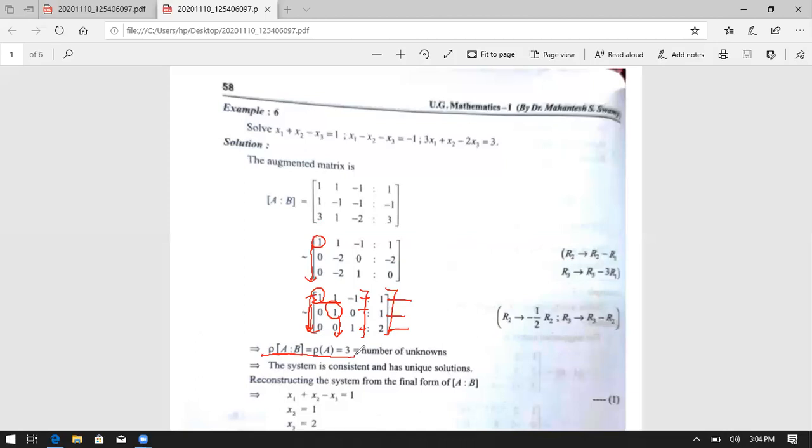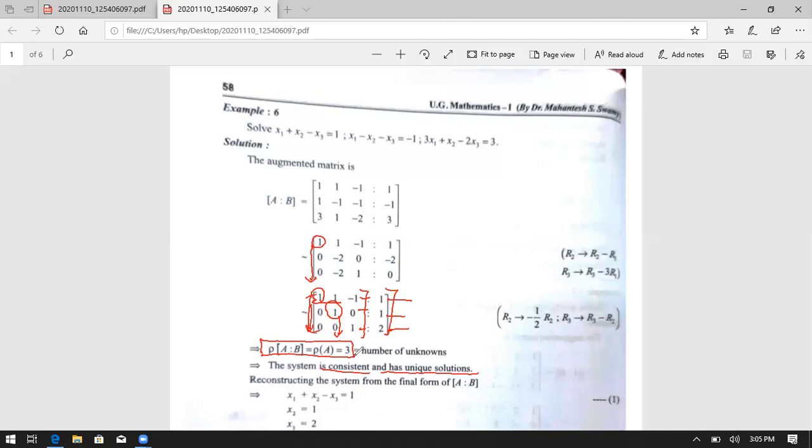Next come to here. Therefore, the system is consistent. You know that one: rank of AB is equal to rank of A is equal to 3 means the system is consistent. It has a unique solution. Remember this one, this is important. Rank of AB is equal to rank of A equal to 3. This is the consistency. After that, there is a unique solution.